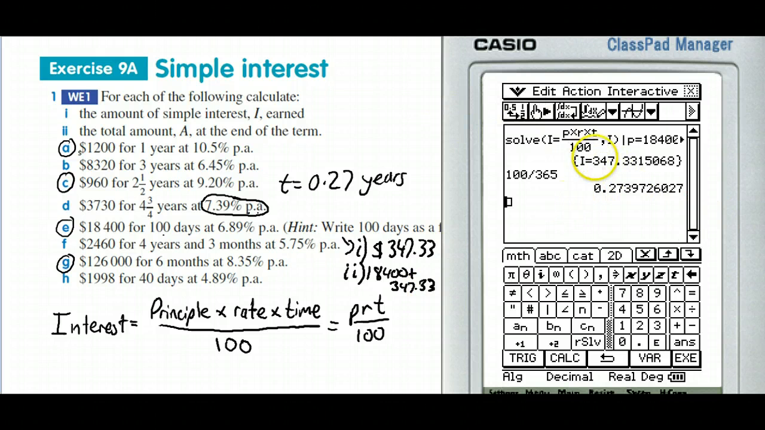So we'll drag that number down to here and we'll add it to 18,400, and we get this equals 18,747.33.